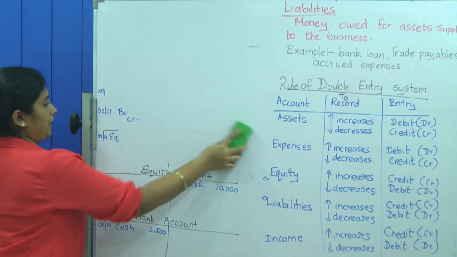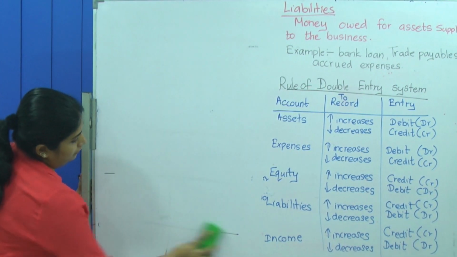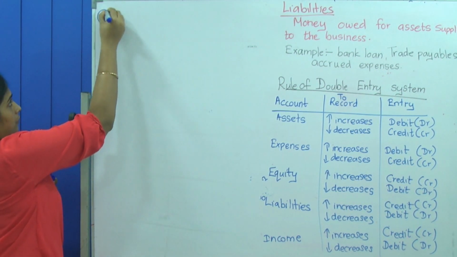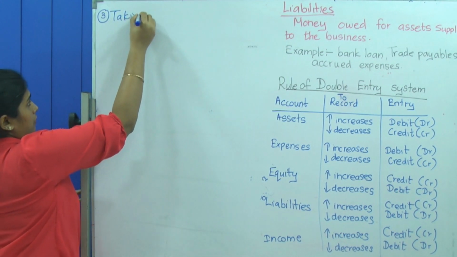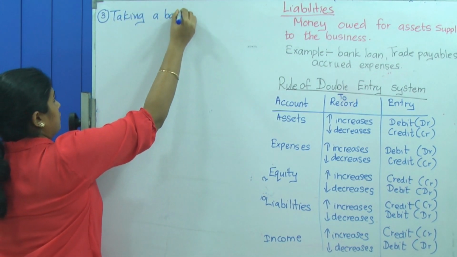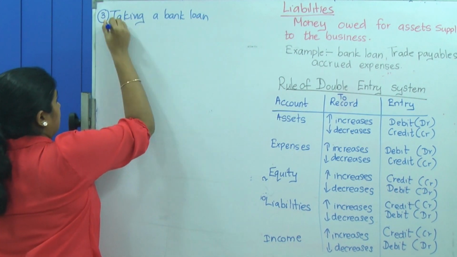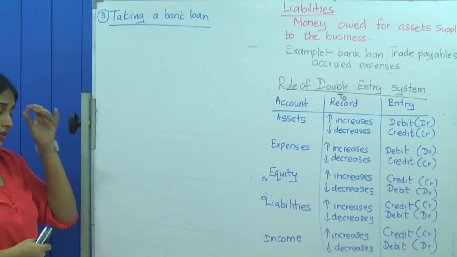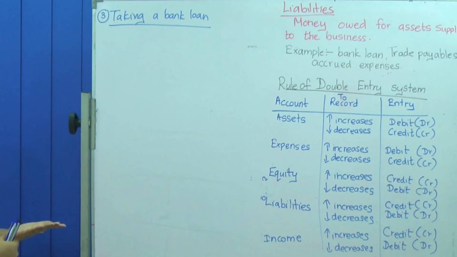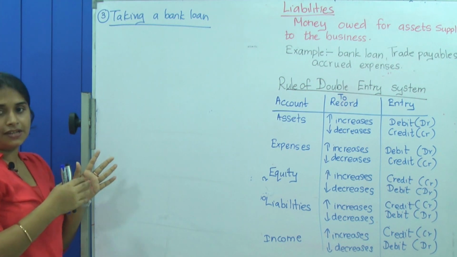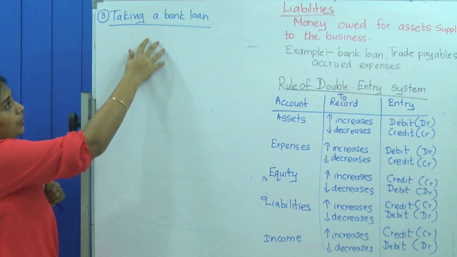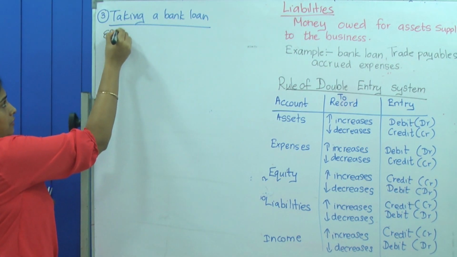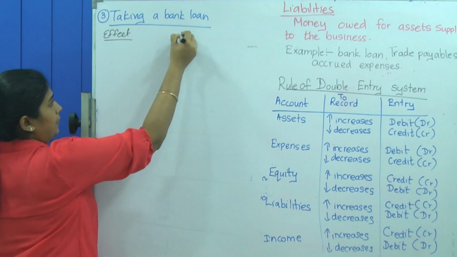Then the third transaction will be taking a bank loan. Taking a bank loan means after investing, while doing the business, if the cash which is there inside the business is not enough, then you will be taking a bank loan. So we'll first see how it affects and how to record it in the double entry system.